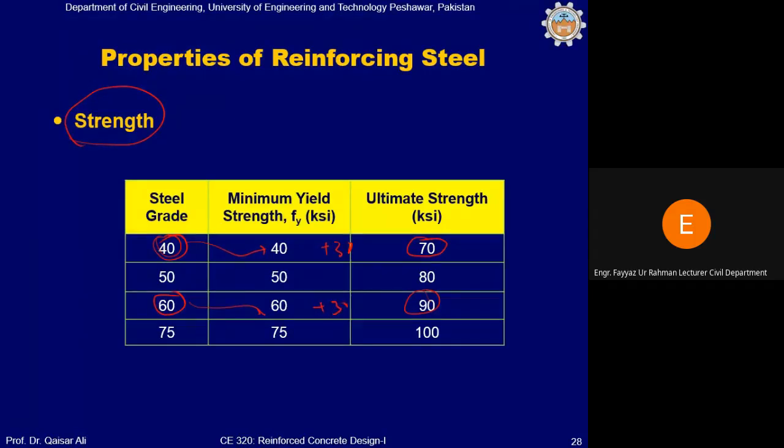So these are the specified yield strength and specified ultimate strength. They are not the actual yield strength and actual ultimate strength. These will be used for the design of reinforced concrete structure members. Clear? These values will be used for the design.